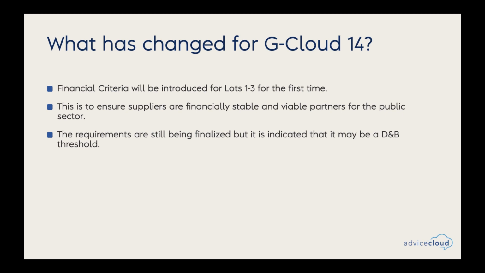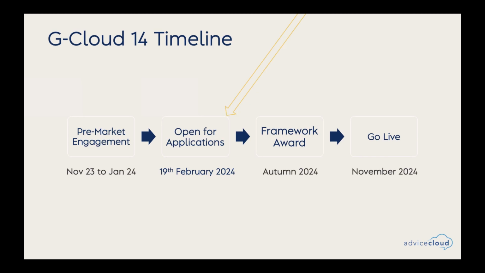Now, if I'm right off the top of my head, I believe the FVRA levels are going to be bronze level for suppliers for lots 1 to 3, and gold level for G-Cloud lot 4. There's more information about that on the Crown Commercial website, or get in touch if you want to know that from us.